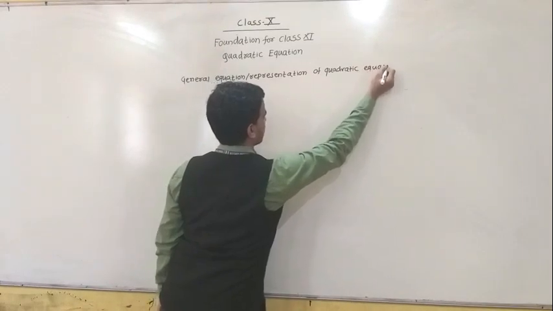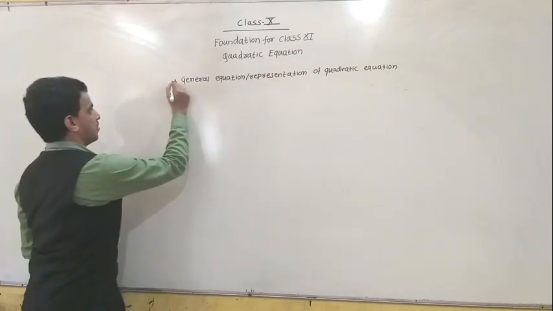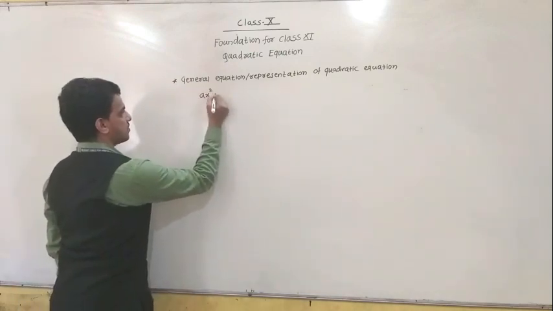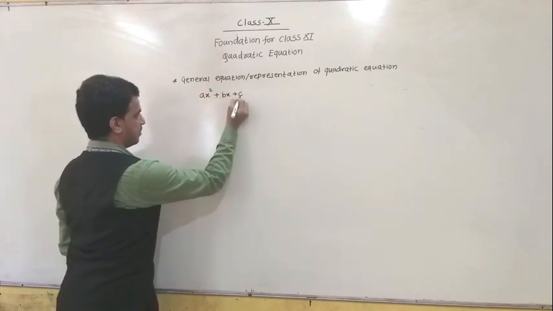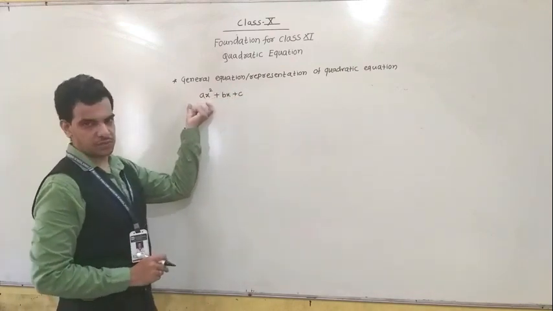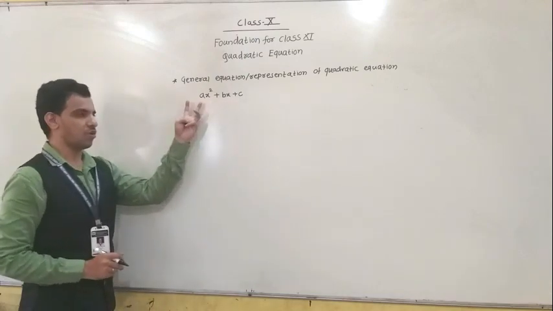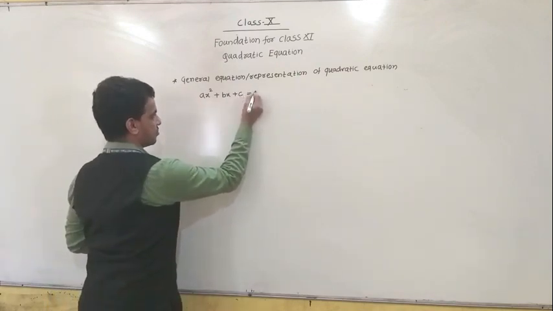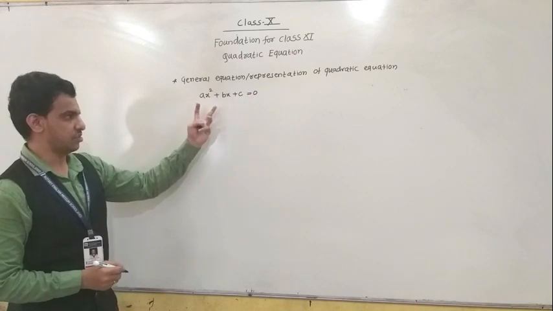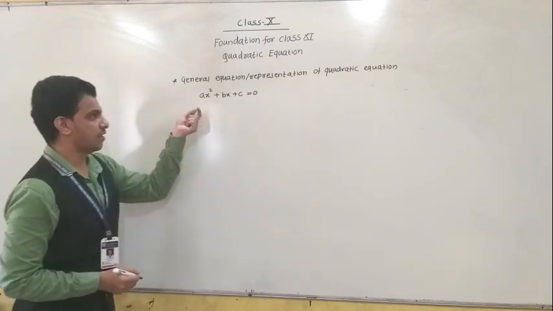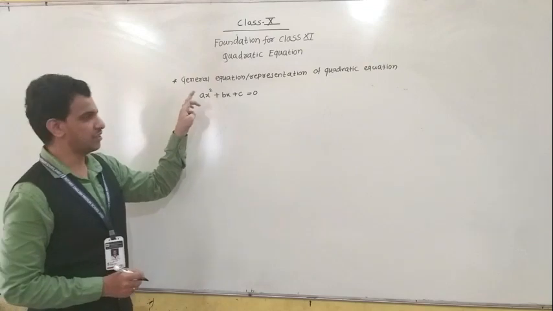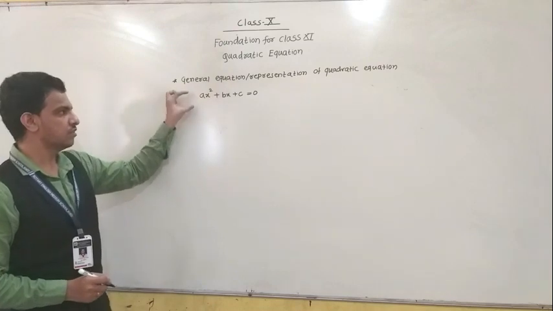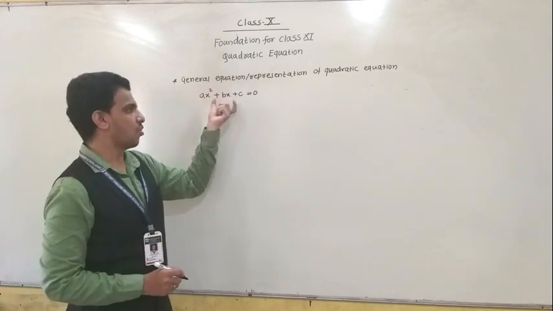So we know that we will represent a quadratic equation in the form ax square plus bx plus c. If we write only this ax square plus bx plus c, this will be called a quadratic polynomial. And if we write this equal to 0, then this is a quadratic equation. So why do we call it quadratic? Because the degree of this polynomial or this equation is 2, therefore we call it a quadratic equation.